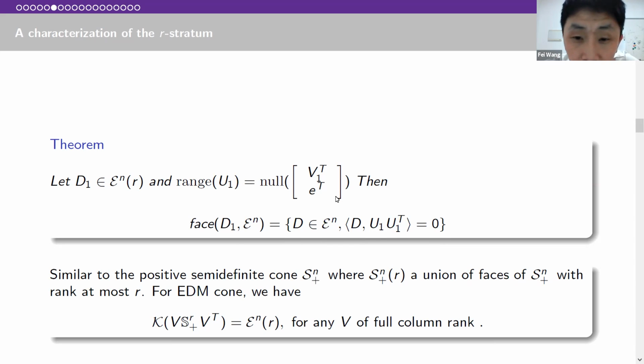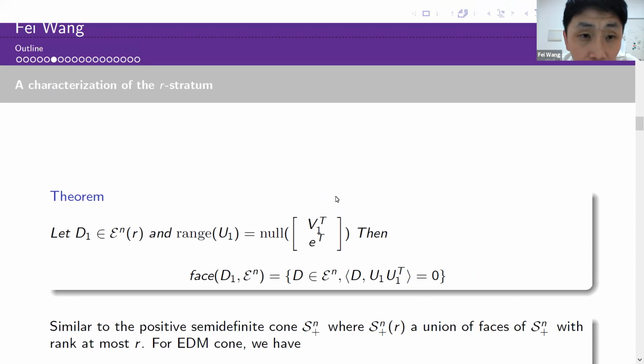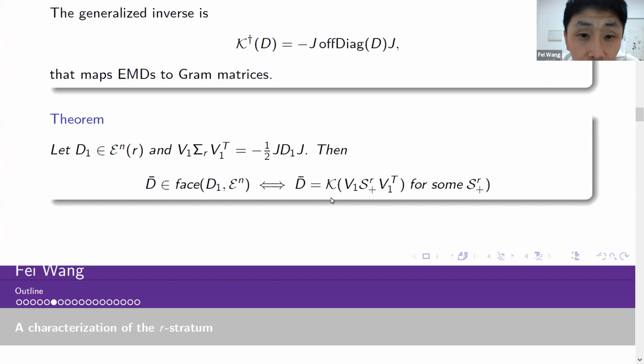So where this V1 is the following, right? V1 is this. The range of V1 is just the coordinates of the points. The range of V1 is equal to the range of the coordinates matrix of the points.